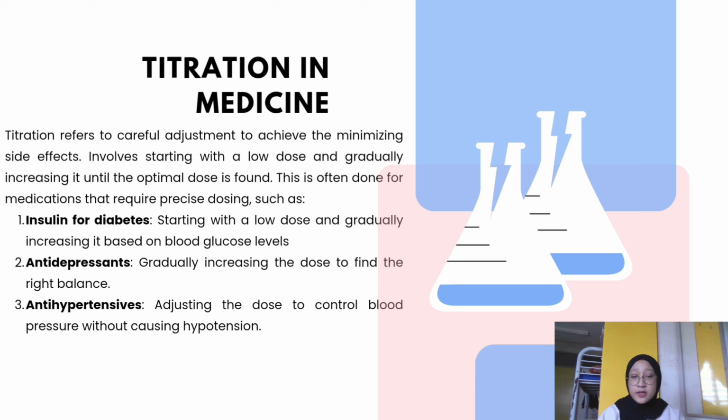As I said before, starting with a low dose, gradually increasing it based on blood glucose level to avoid hypoglycemia and hyperglycemia. The second one is antidepressant, gradually increasing the dose to find the right balance between the efficacy and the side effects that might affect the patient who takes it. And the third one, which is the last one, antihypertensive, adjusting the dose to control blood pressure without causing hypotension towards anyone who takes the prescription.